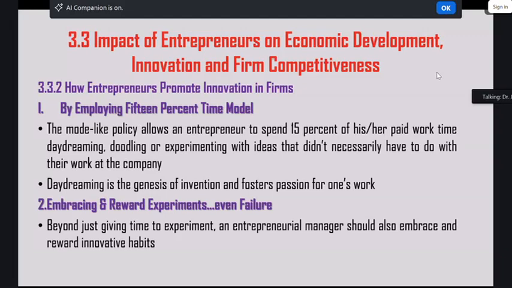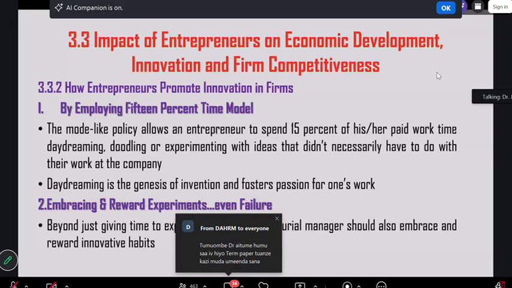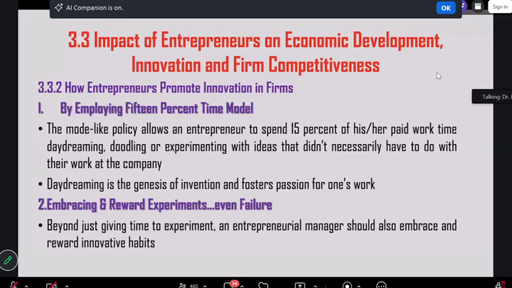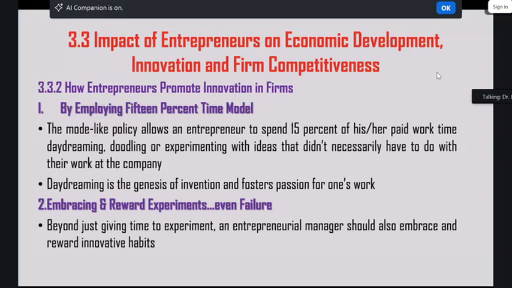innovation in the firms by exploring 15% time model. Kuna hii model ambayo inaitwa 15% time model. Ni model ambayo imekuwepo kwa miaka mingi na baadhi ya makampuni makubwa yanaitumia. So the model, it's like a policy which allows entrepreneur to spend 15% of his or her paid work time daydreaming, drawing or experimenting with ideas that didn't necessarily have to do with their work.